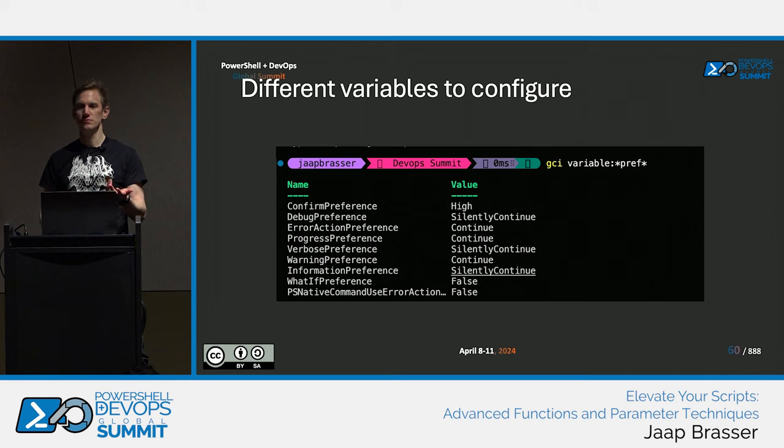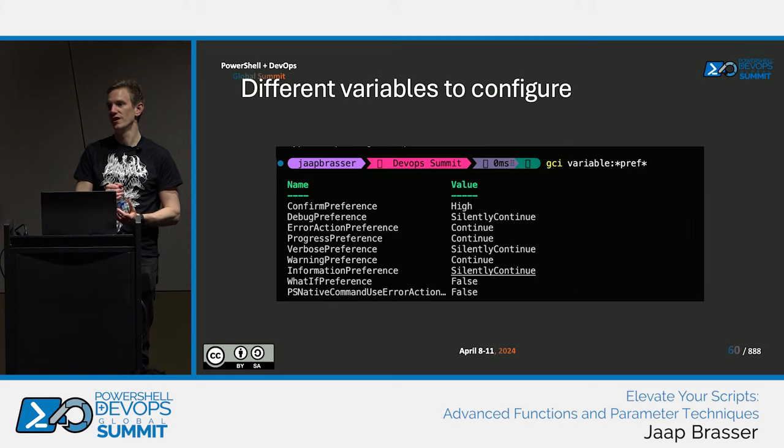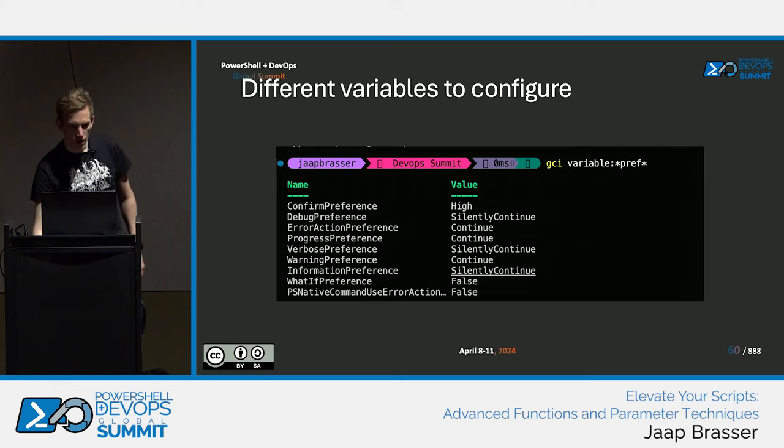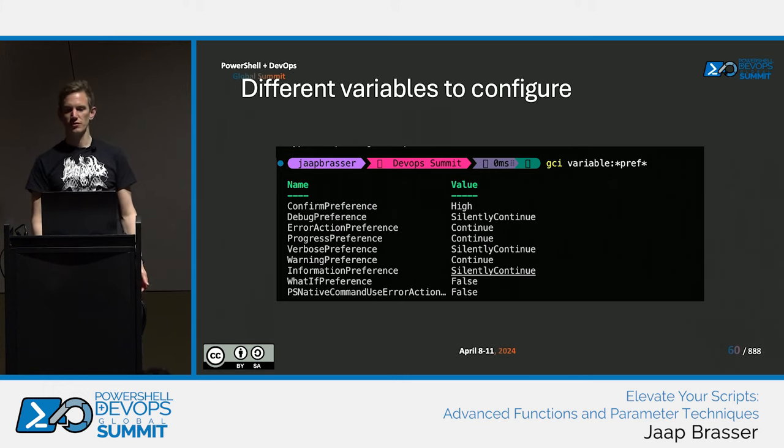Another thing you can do, but it's more of a brute force way, is reset the error variable. You can do $error.Clear(), use that .NET method, then record or save it to a new variable after your command is done running. But the error variable is a cleaner way of doing that. I already mentioned all the different preferences that are available: confirm, debug, and error action preference is the obvious one.